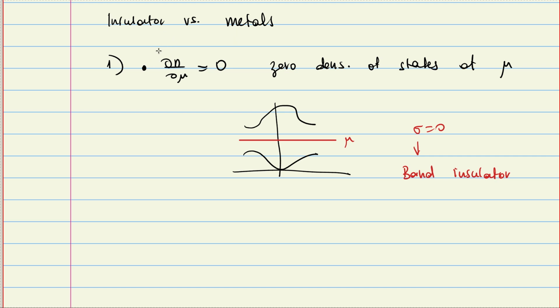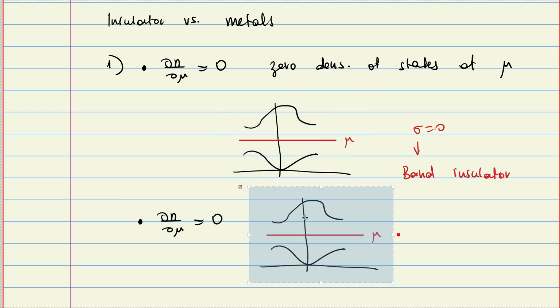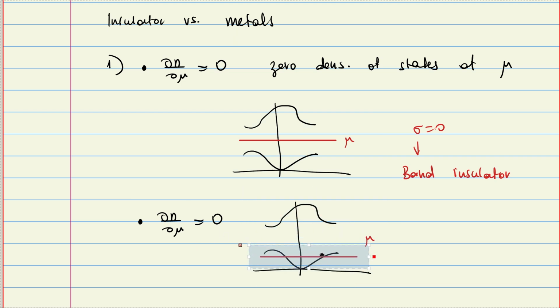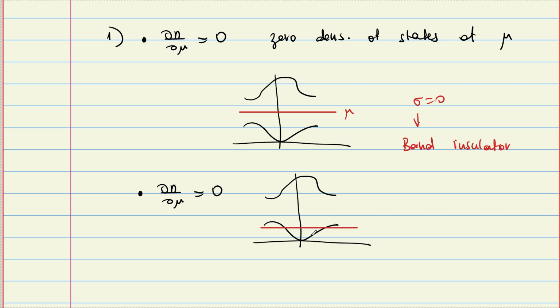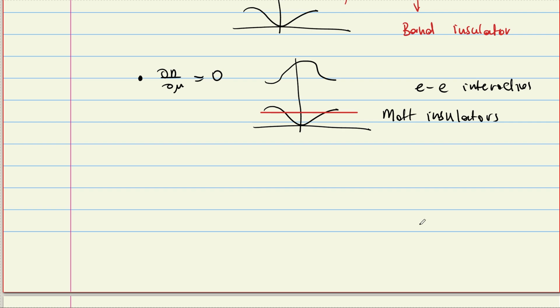But there is another case for ∂N/∂μ. Even if your Fermi level is inside a band, if you have electron-electron interactions, you can gap out. This is what we call a Mott insulator. Even if you are not in a single-particle band gap, you are in the middle of a band. In the non-interacting picture, it looks like it should be a metal, but because of electron-electron interactions, it gaps out, and ∂N/∂μ is going to be 0. We call these Mott insulators. We won't talk about this at all in this course. It's a little bit advanced stuff.